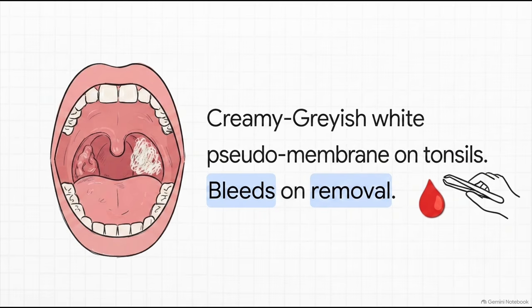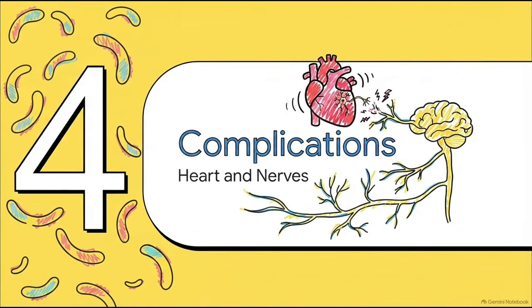This pseudomembrane is highly vascularized at its base. If you try to scrape it off, it bleeds on removal. That bleeding pseudomembrane is your second definitive hallmark. Section 4. Complications, heart and nerves.